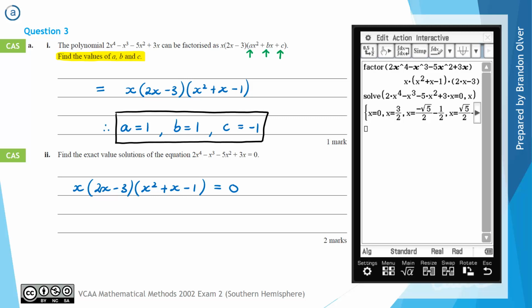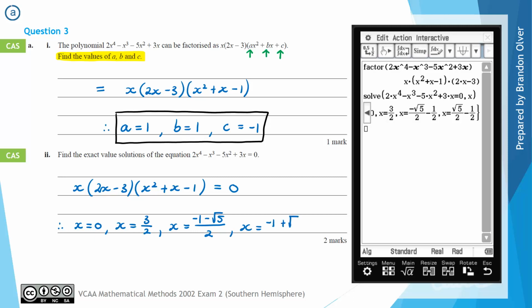So x equals 0, x equals 3 on 2, and then these two other fractions, which I'll leave up on the screen to copy out now. Therefore, from the CAS calculator, we found that x could equal 0, x could equal 3 divided by 2, or x could equal minus 1 minus the square root of 5 divided by 2, and lastly, x could equal minus 1 plus the square root of 5 divided by 2. So they are the 4 solutions to this question.